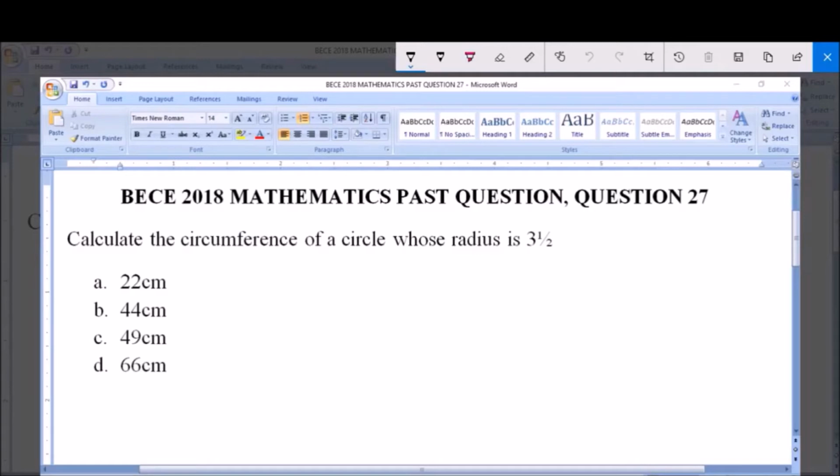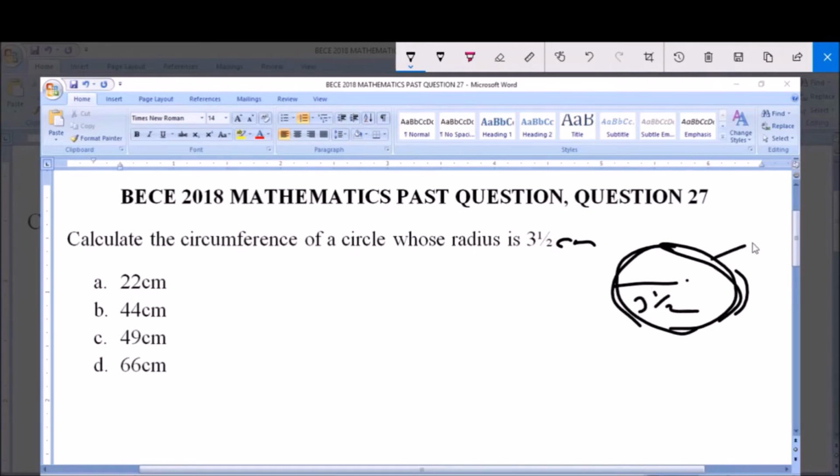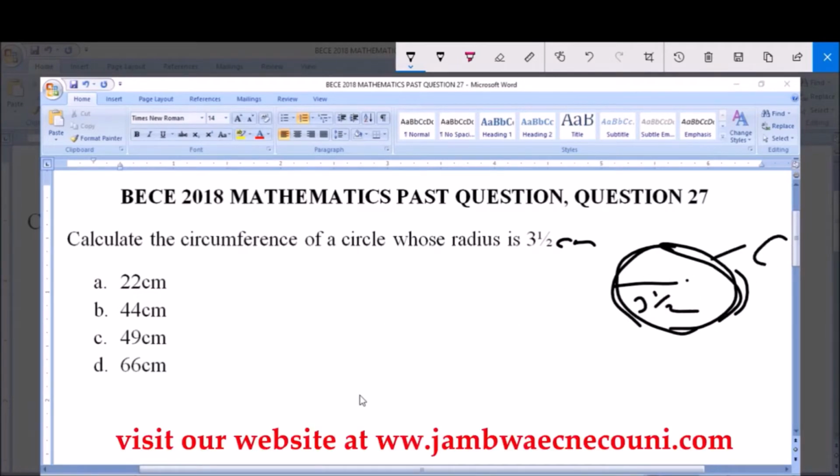So we have to calculate the circumference of a circle with radius 3.5 cm. Now we have a circle like this. This is a circle, and then the radius of the circle is given to be what? 3.5. Now we have to find the circumference of the circle.